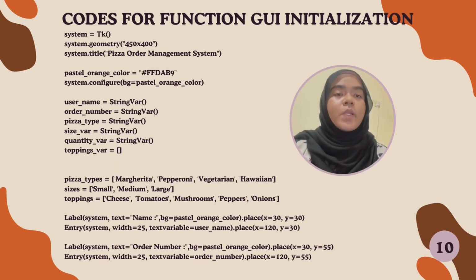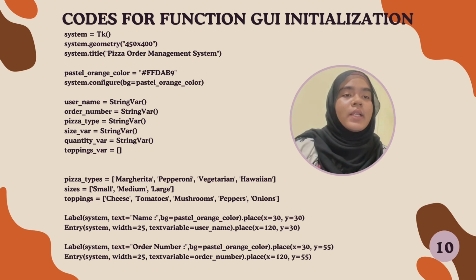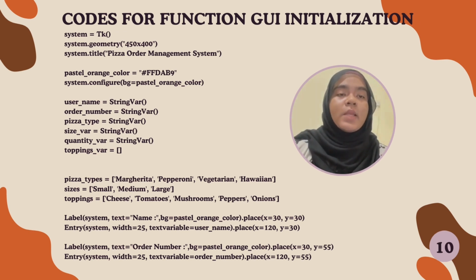Next, I would like to explain about the code for function GUI initialization. Okay, for the first is system equal to tk, to create the tk class for the main window of the application. Next is system geometry 450 times 400 for the initial size of the main window. Next is system.title pizza order management, which is the main title of the window. Pastel orange color for the background of the main window.